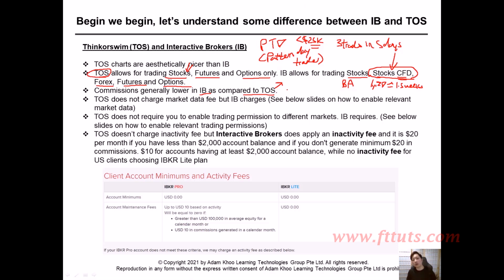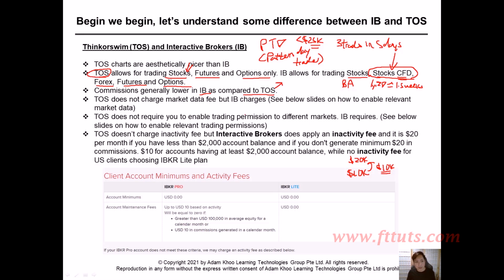Even though Thinkorswim charged zero commission for stocks recently, it does not mean that it's actually cheaper, because if you were to use margin, they actually charge quite a high margin interest rate. Let's say your account is 10K and you buy a stock worth 20K, which means you actually borrow 10K from the broker. This is what we call margin.